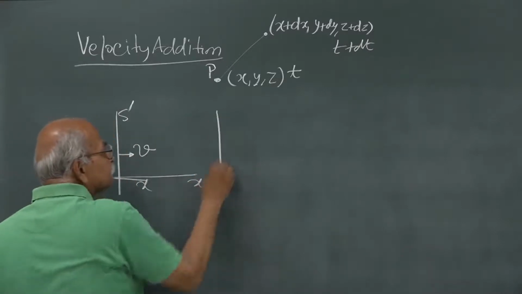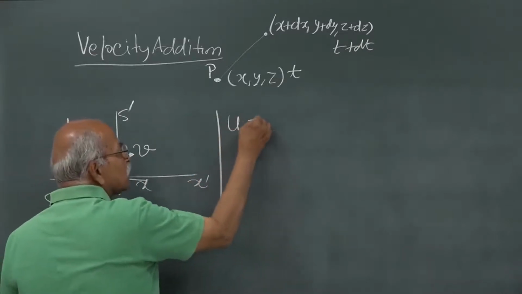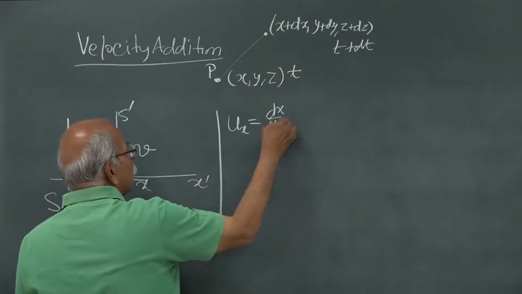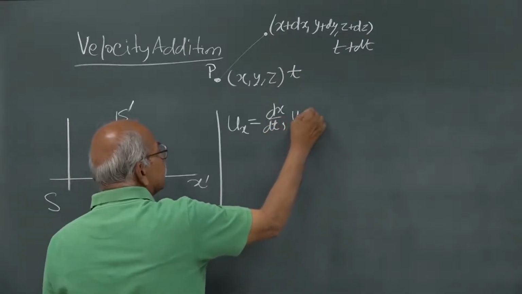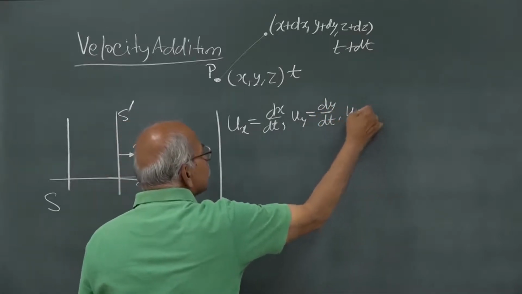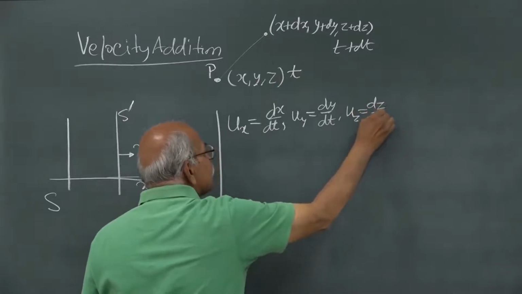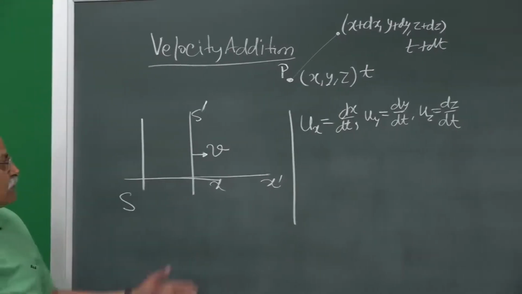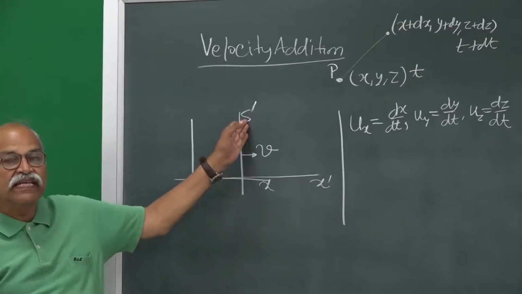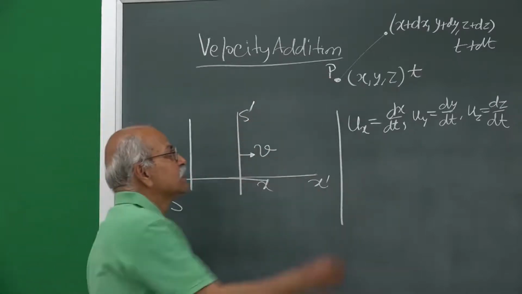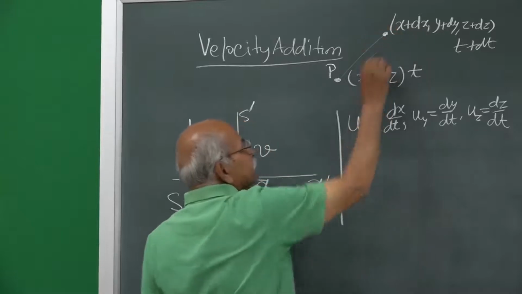And then we say that ux, x component of the velocity, is dx by dt, y component of velocity is dy by dt, and z component of velocity is dz by dt. This is the definition. And same definition applies for S prime also. The same two events, this event P is here and then this event P is here.